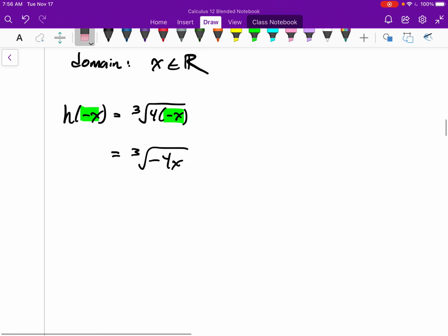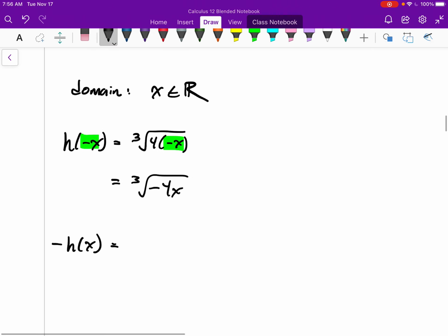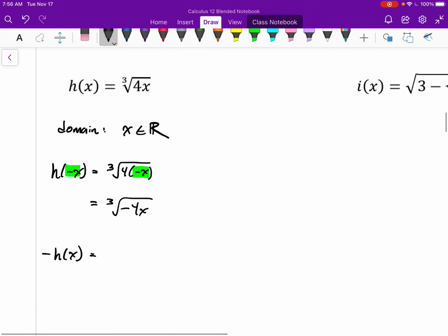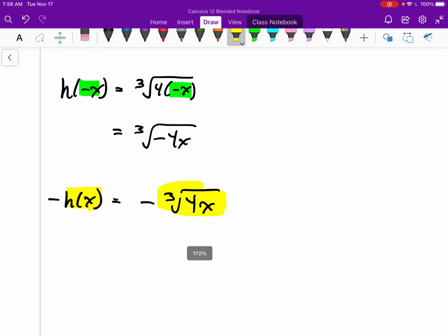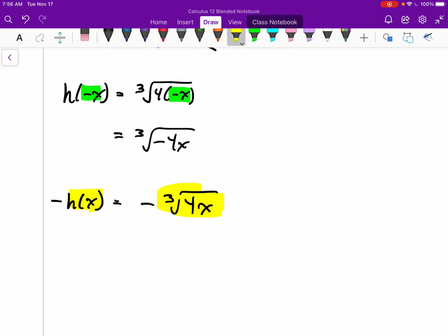To see if it's odd, I need to check one more thing. I need to see what negative h of x is, which is pretty easy to figure out. I just have to go back to my original equation and put a negative in the front. Negative cube root of 4x, right? The whole h of x with a negative in front of it. Now with that said, what may not be obvious right away is that these two are equivalent.